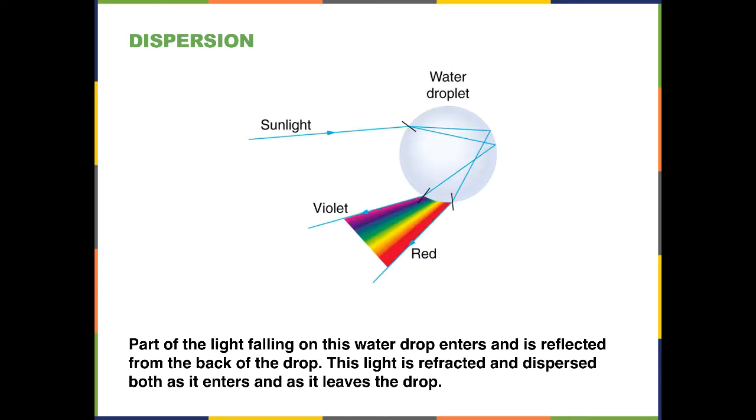Part of the light falling on this drop of water does exactly the same thing and is refracted in exactly the same way, but it is also internally reflected. So it is reflected and then refracted in such a way that white light going in comes out of the drop of water as a spectrum of color. And this is how the rainbow is formed.